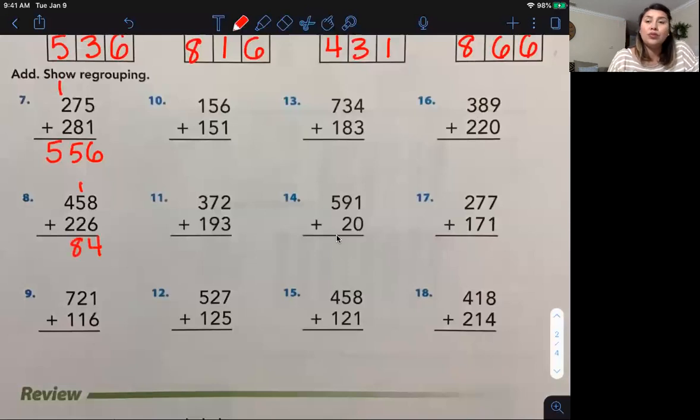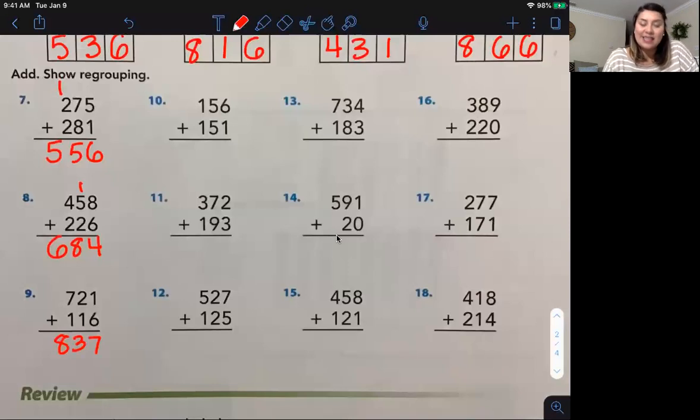4 plus 2, 6. Good job. You guys are great at this. All right, number 9. 6 plus 1 more is 7. 2 plus 1, 3. 7 plus 1, 8. Hey, we didn't have to regroup at all there. That was easy peasy. Let's keep going.